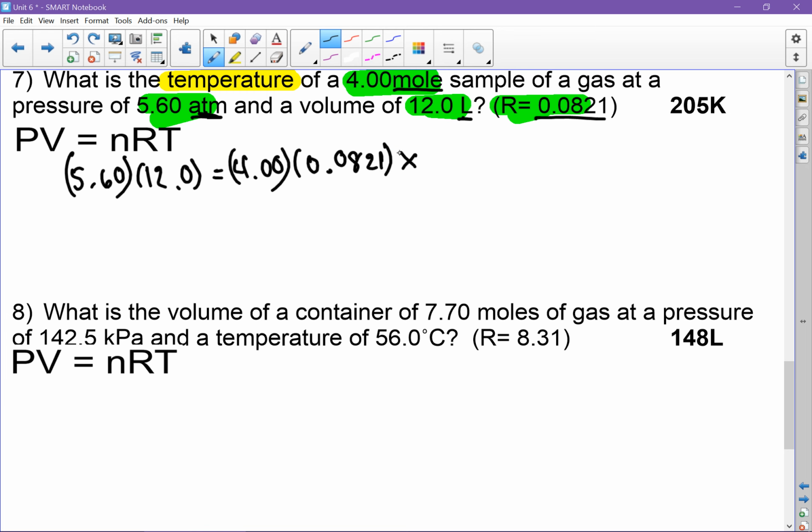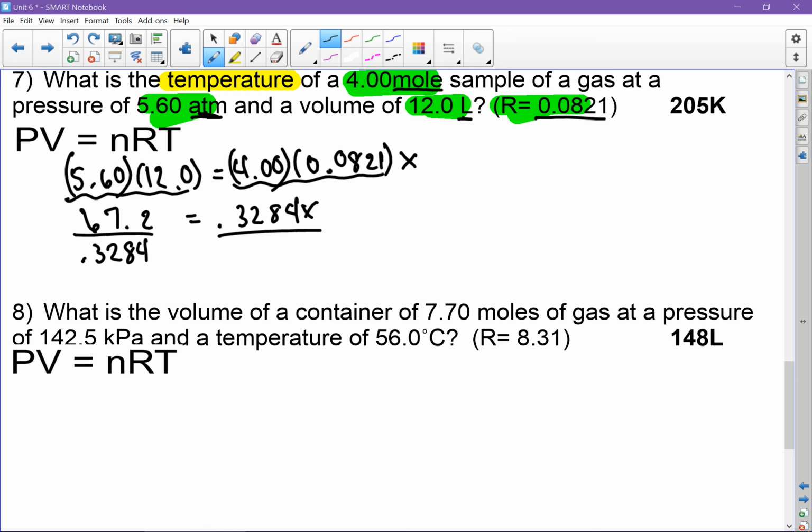Now you just have to solve, multiply all the stuff on each side. So I get 67.2 equals 0.3284x. We're going to divide by that number. Whatever is touching the X is what you divide by.